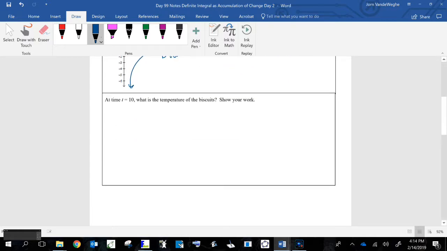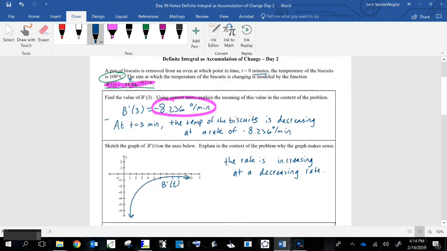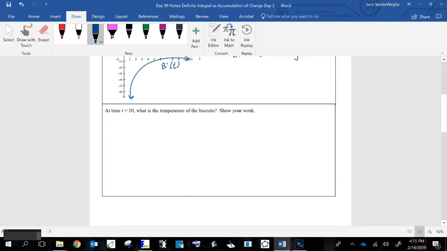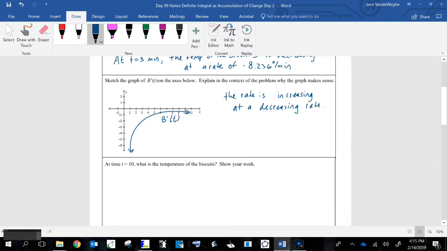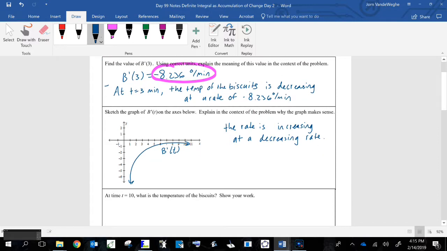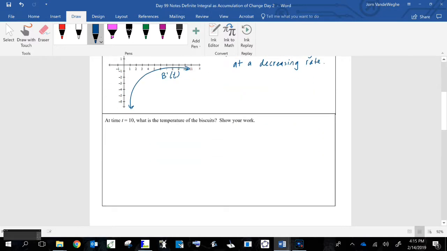At t equals 10, what is the temperature of the biscuits? Remember at the very beginning, I looked at the question stem and highlighted that 100 degrees. I have a feeling it's going to come into play right here. If I want to find the temperature of the biscuits, what I have is not the temperature function. I have the derivative, the rate at which the temperature is changing. So if I want to know what the temperature is, I'm going to need the integral.